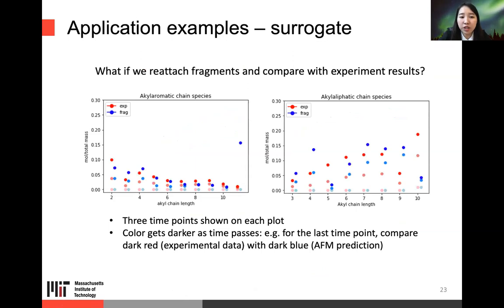And what if we reattach fragments and compare them with the experimental results? Here, the red dots are the experimental results. And from here, we can see basically the fragment model can predict the important species in the system. And it shows quite a similar distribution compared with the experimental results.